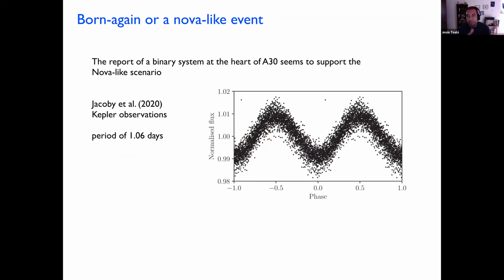And the plot got even more interesting, because recently, last year in JACB, they used Kepler observations and suggested that the light curve variability they observed from the central star is because of the presence of a low mass companion, with a period of 1.106 days. So it seems to support the nova-like scenario.